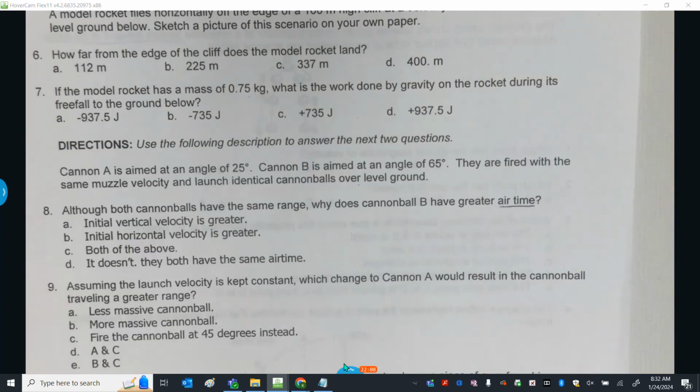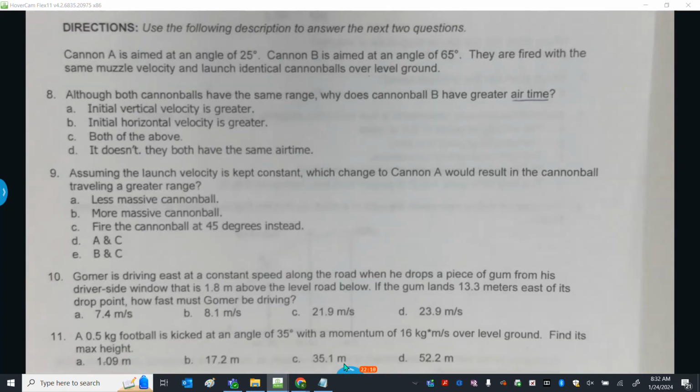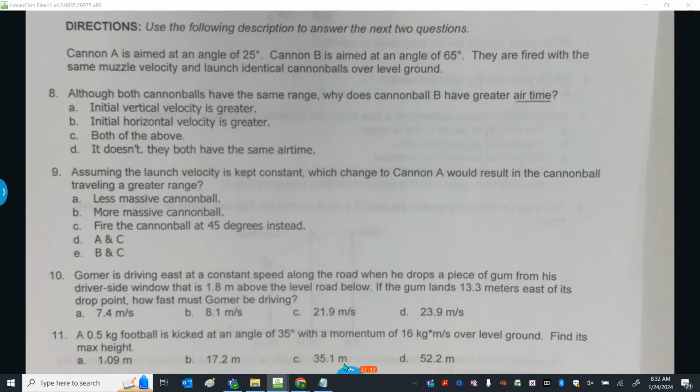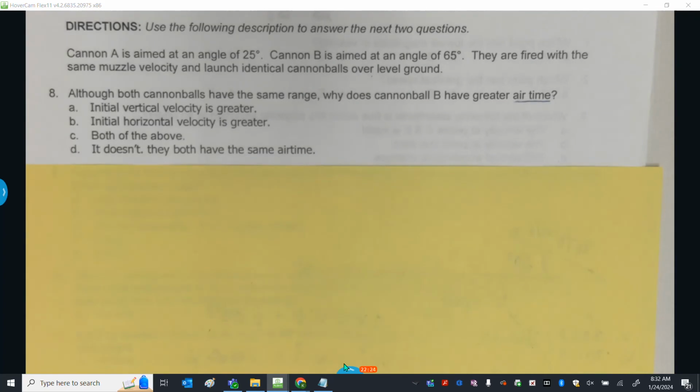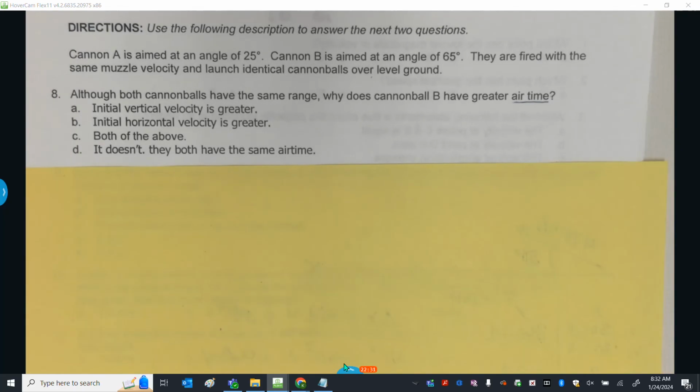All right. Next questions go along with this scenario about cannon A and cannon B. And this is questions 8 and 9 on Form A. It says, cannon A is aimed at an angle of 25 degrees. Cannon B is aimed at an angle of 65 degrees. They are fired with the same muzzle velocity and launch identical cannonballs over level ground.